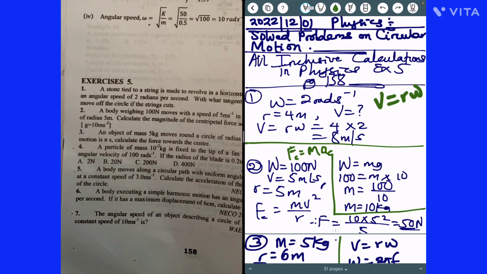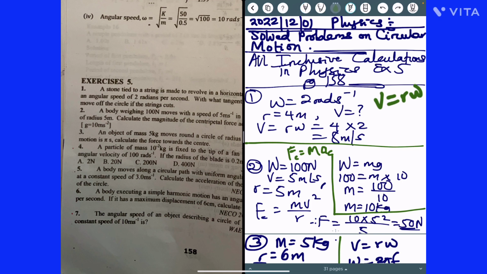This is a very simple question too. F is equal to ma. That's what we are going to use here. So centripetal force is the mass of the object times centripetal acceleration. We have the weight of the object, 100 newtons, so we can easily get the mass of the object. Weight is mass times acceleration due to gravity. So W is mg.